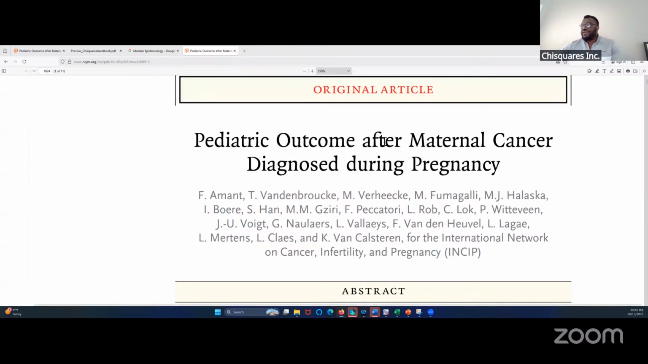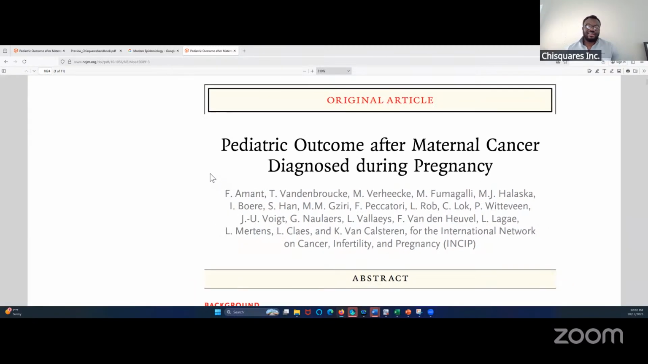so pediatric outcome after maternal cancer diagnosed during pregnancy. Okay, so today's session will just be a journal club. So we're just going to review the paper and see things we can learn from it so that we can apply when we're doing our own studies.